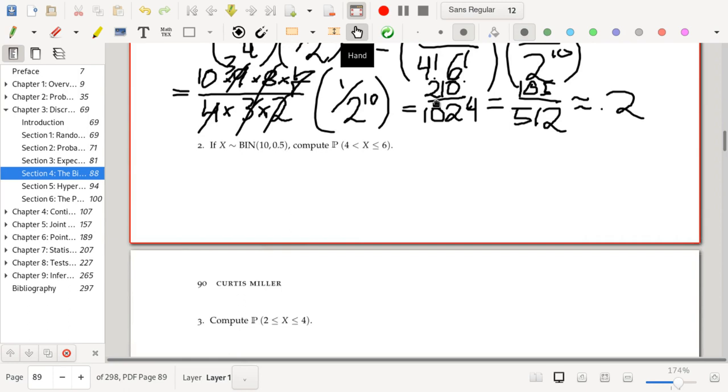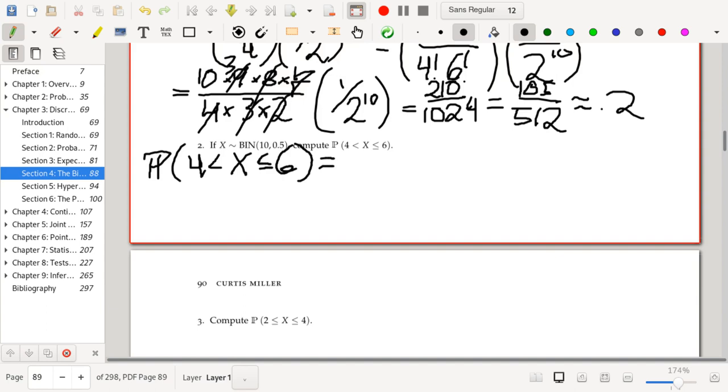If X follows a binomial distribution with parameters 10 and 0.5, compute the probability that 4 is less than X, which is less than or equal to 6. So we've actually got a couple ways we could do this. Let's do this without the table. The probability that 4 is less than X, which is less than or equal to 6, is equal to the probability mass function at 5, because you don't include 4, plus the probability mass function at 6.